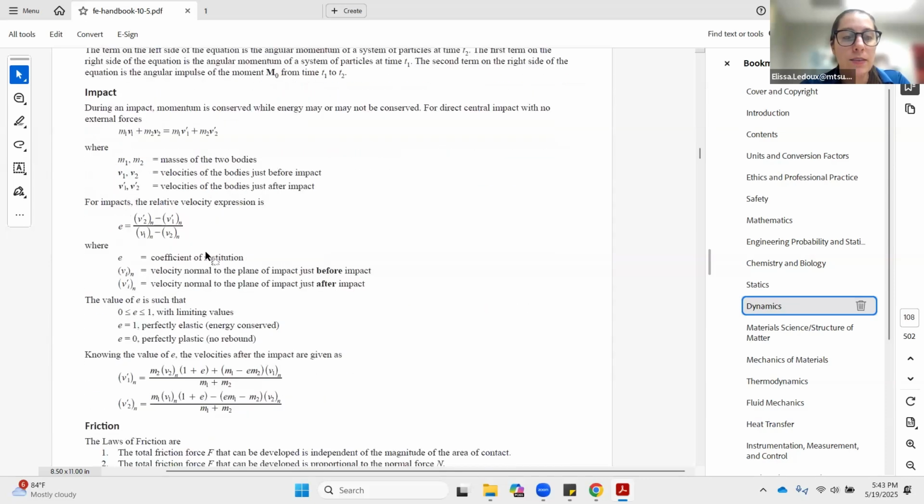All right, so the impact, you'll need to know e, which is the coefficient of restitution, and e is related to how much energy is conserved in a collision. So if e is between 0 and 1, that is an inelastic collision. That is a normal situation. If e equals 1, this is a perfectly elastic collision, which means that all the energy is conserved. And if e equals 0, that's a plastic collision, which means that the objects stick together. So the higher e is, the more energy is conserved, and the lower it is, the more energy is lost.